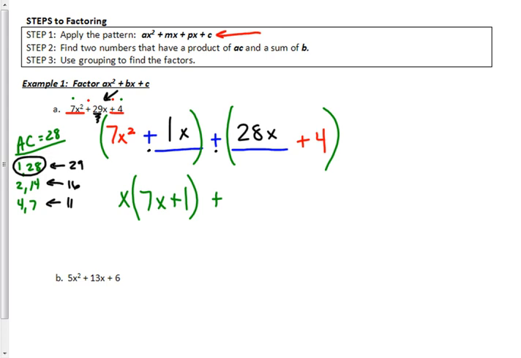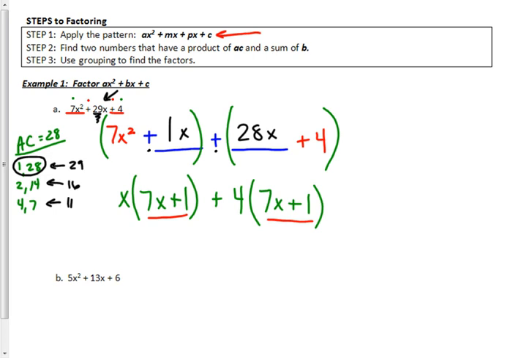Look in my second group. The second group I can numerically factor out a 4, and I'm left with 7x plus 1. Remember, when factoring by grouping, 4 or more terms is the first rule. The second one is I'm able to factor something out of both groups. And the last is I need to come up with 2 identical factors. And look at this, we do. 7x plus 1 are 2 identical factors.